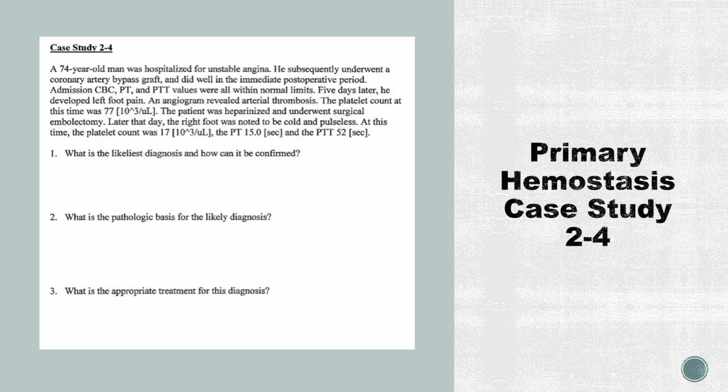All right. A 74-year-old man was hospitalized for unstable angina. He subsequently underwent a coronary artery bypass graft and did well in the immediate postoperative period. At admission, his CBC, PT, and PTT values were all within normal limits. But 5 days later, he developed left foot pain. An angiogram revealed arterial thrombosis.